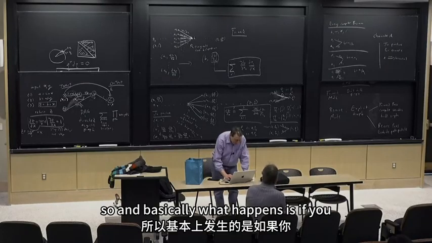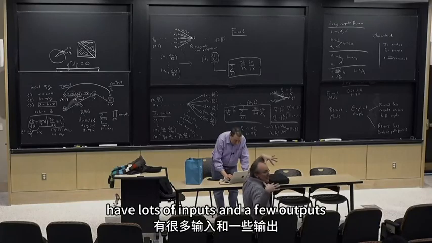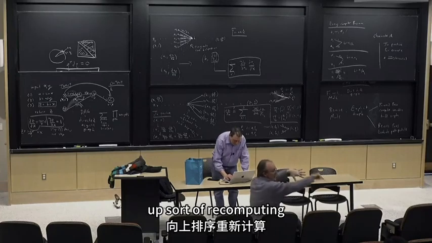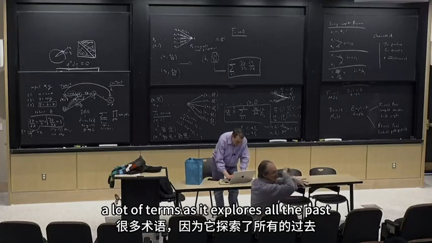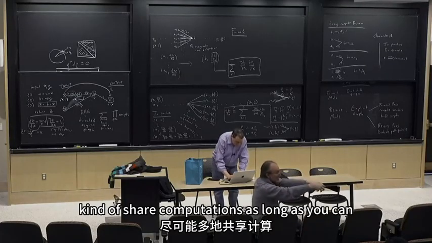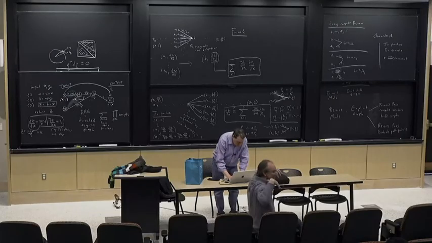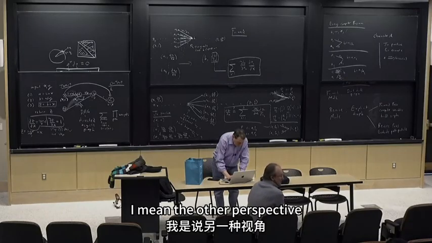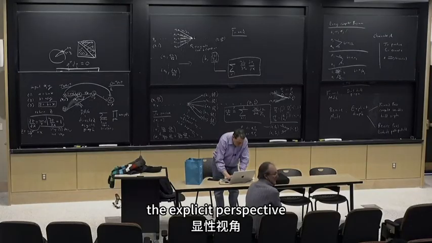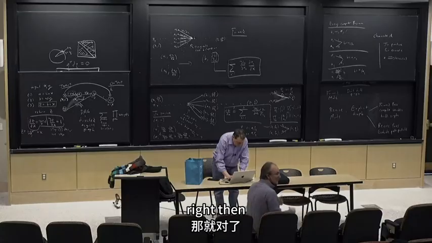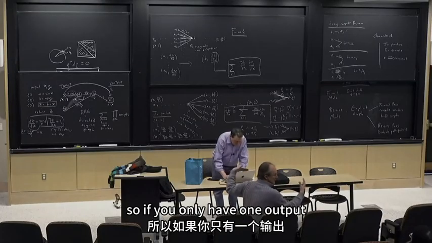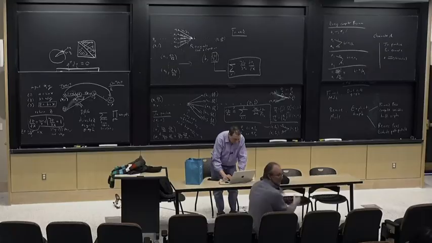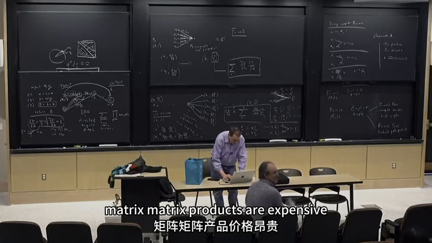And basically what happens is if you have lots of inputs and a few outputs, then forward mode ends up sort of recomputing a lot of terms as it explores all the paths. Whereas the reverse mode, you kind of share computations as long as you can until things fan out. That's sort of the intuitive thing. I mean, the other perspective, the explicit perspective, is if you write it as a product of Jacobian matrices, right, then basically you want to arrange it so if you only have one output, then you have a row vector on the left, and row vector matrix products are cheap, matrix products are expensive.